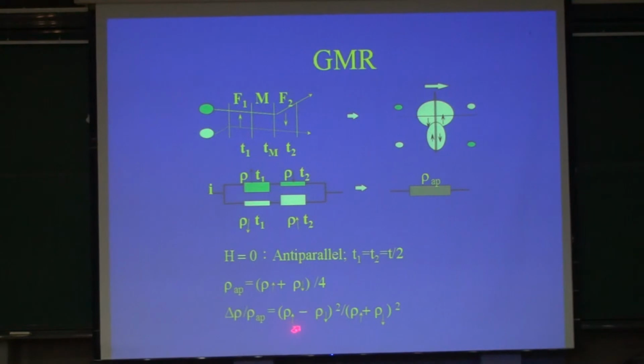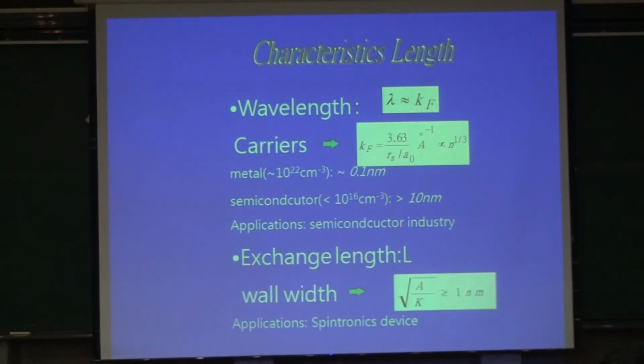From this simple picture, if you want a large giant magnetoresistance, the up electron and down electron need to behave very differently. Also, the spin needs to be maintained within the spacer, so the spacer thickness cannot be too thick, otherwise scattering will make the electrons forget their spin orientation. It needs to be thin enough, and up and down electrons need to be very different. Then you can have a large giant magnetoresistance effect.